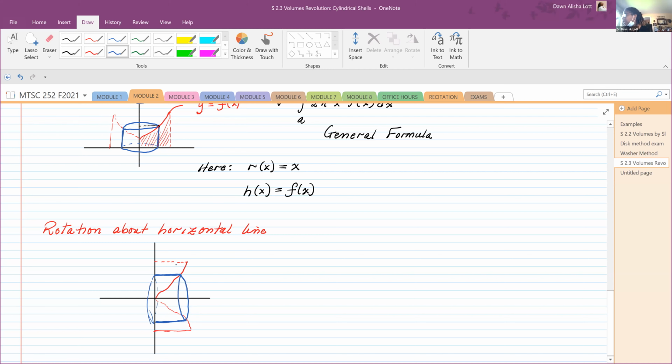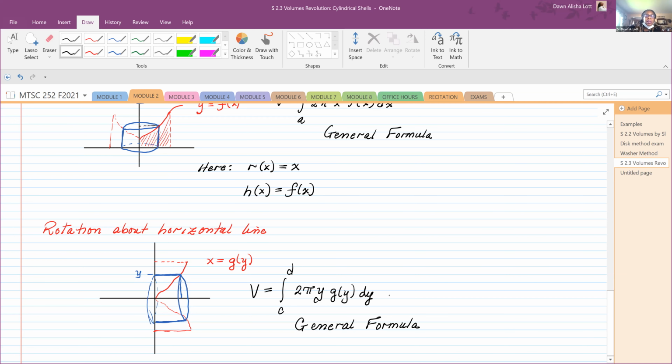Okay, and so now I need the distance here from the radius all the way up to y. And then my height is x, but here x is a function of y. So therefore the volume is the integral from c to d of 2 pi, my radius, and my height would be g of y dy. Again, the general formula, because we're going to do some where that formula does not work.